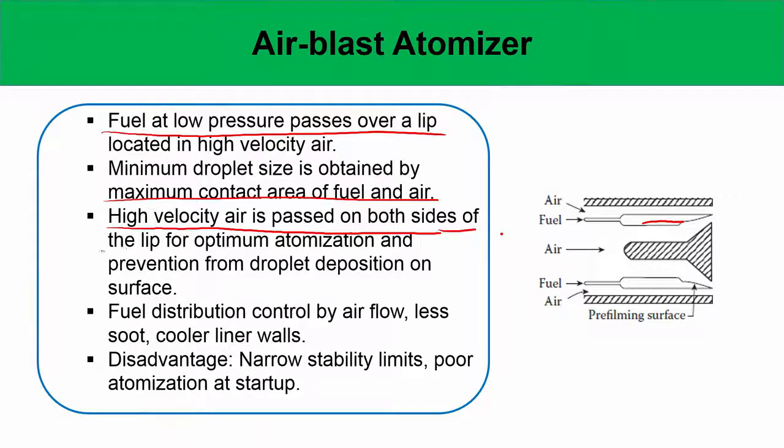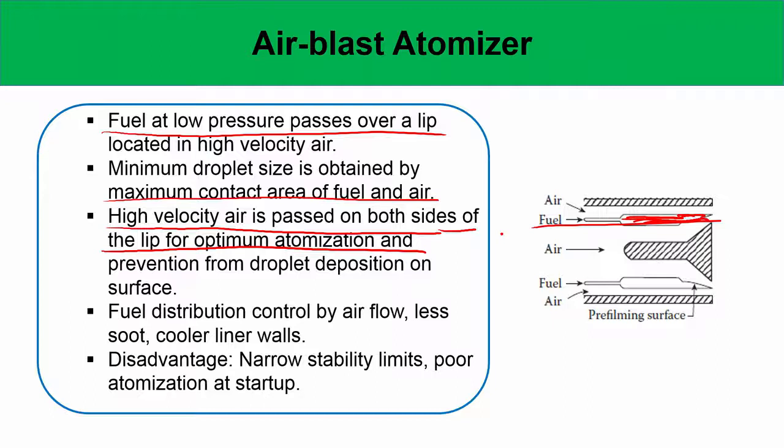So, for that, high velocity air is passed on both sides of the lip for optimum atomization and prevention of droplet deposition on the surface. Of course, you cannot allow the liquid droplets to deposit on the surface; they must be dragged off by the air. And the good thing is that by controlling the direction of the airflow, you can control the fuel distribution.